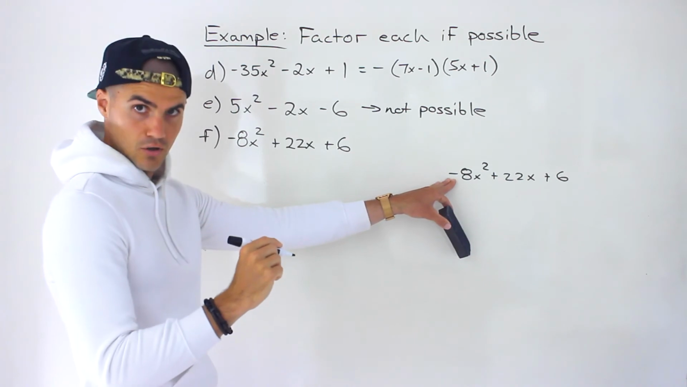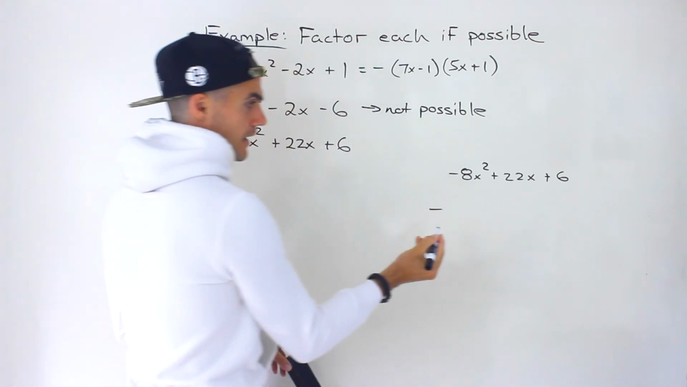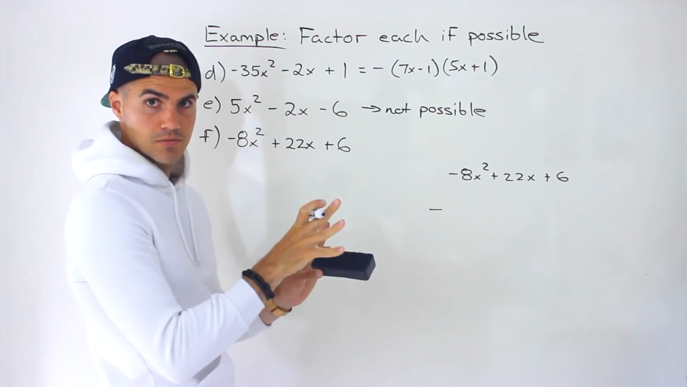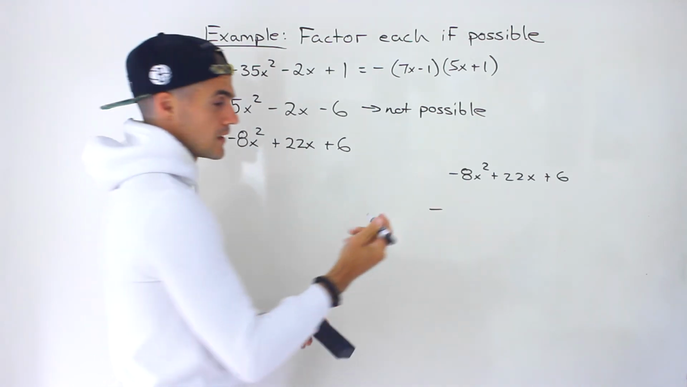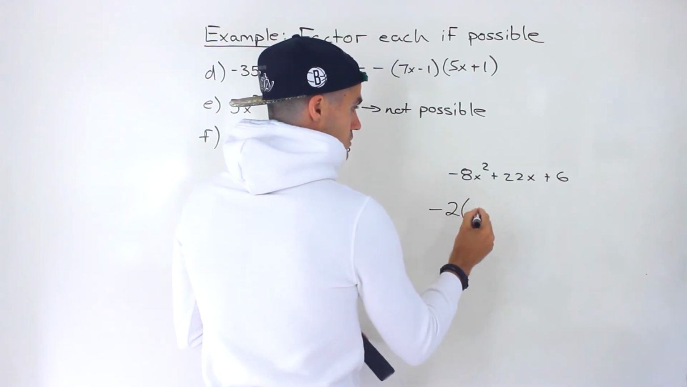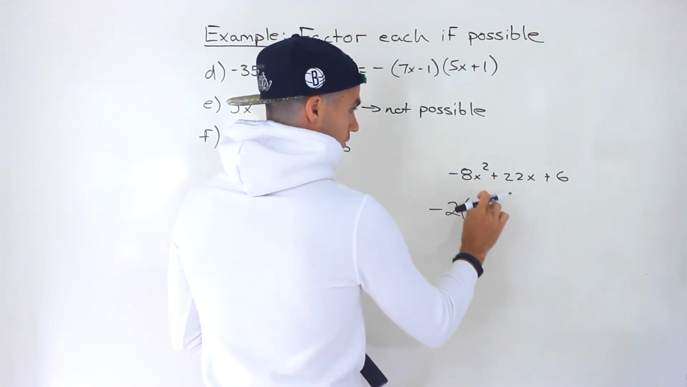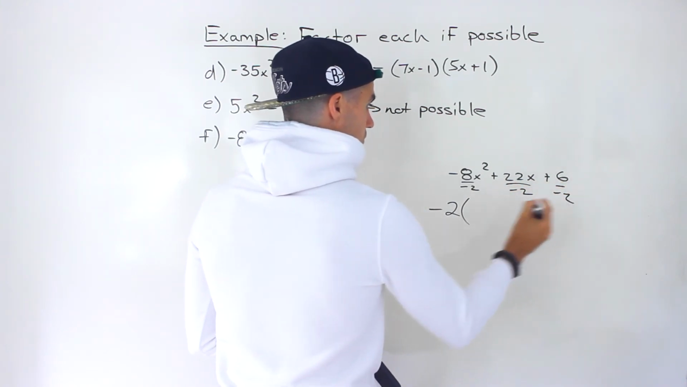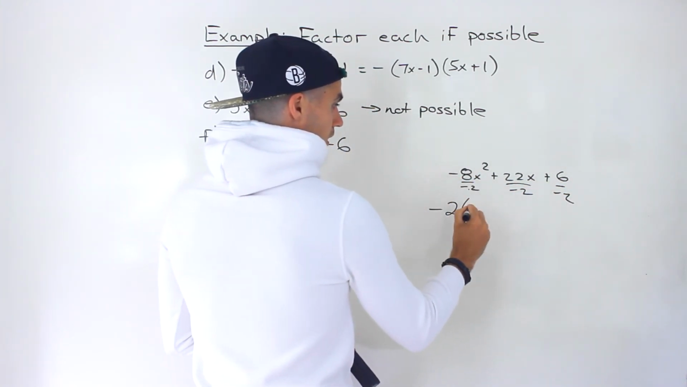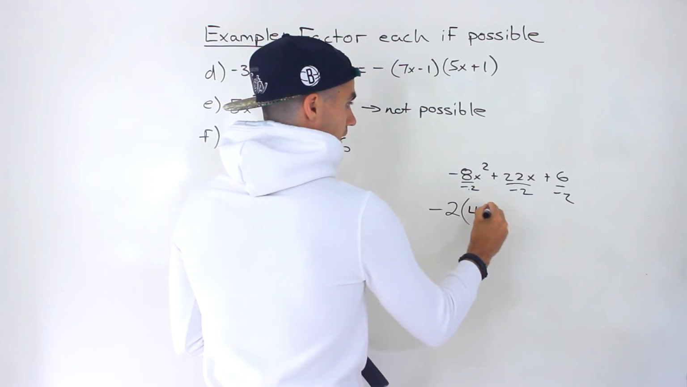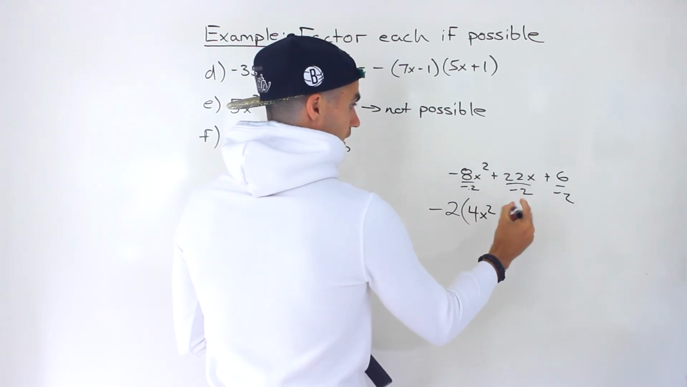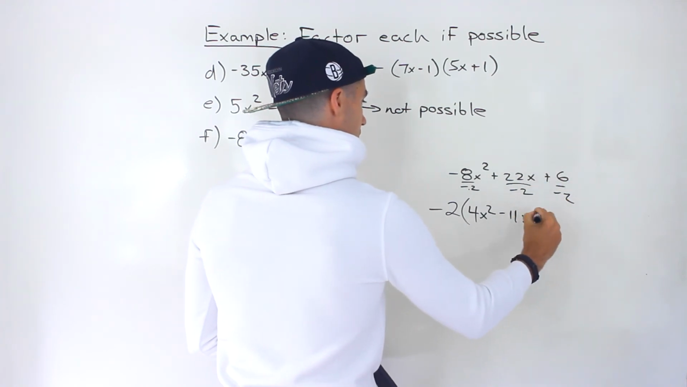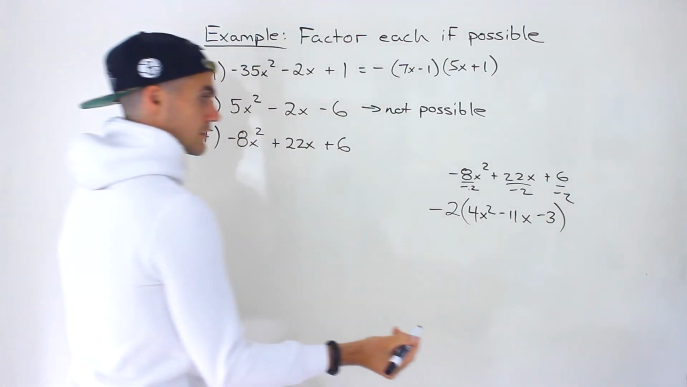And then finally, part F, we got negative 8x squared plus 22x plus 6 like that. So notice leading coefficient is negative, so we're definitely going to take out a negative. Between 8, 22 and 6, notice a common factor between those is 2. So we're going to take out a negative 2, so just be careful here with your signs and your algebra. We're dividing all of these by negative 2. So negative 8 divided by negative 2 gives us positive 4. Then we got the x squared. Positive 22 divided by negative 2 gives us negative 11x. Positive 6 divided by negative 2 gives us negative 3, like that.